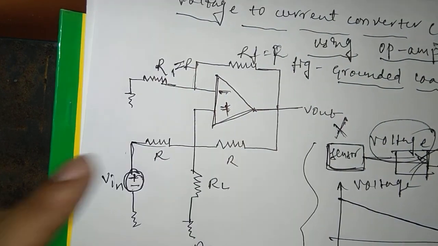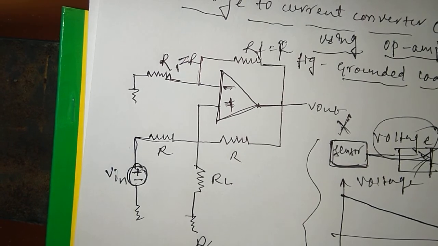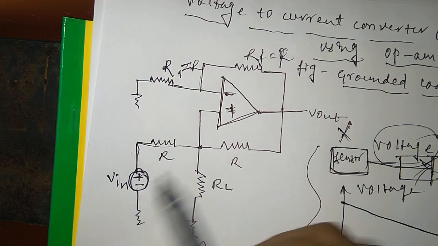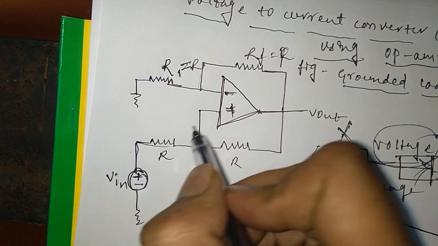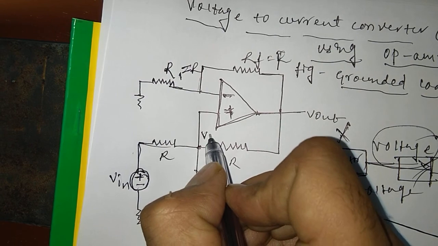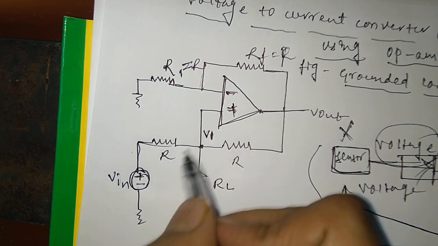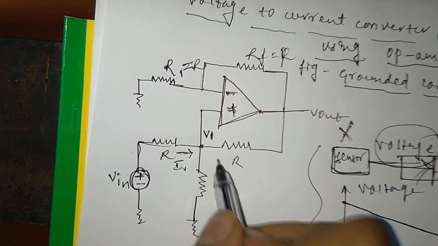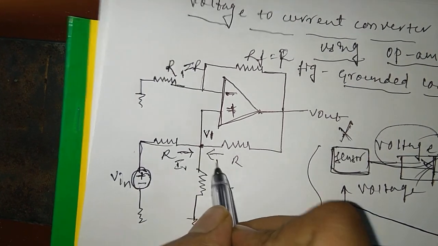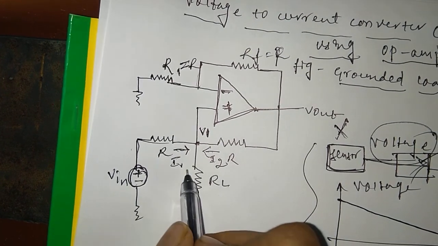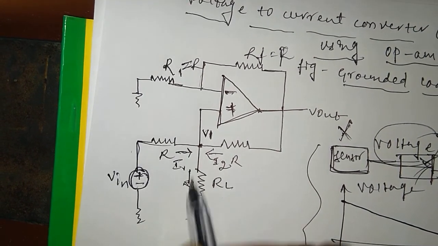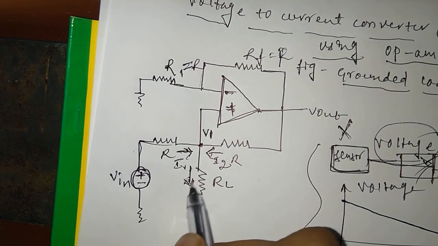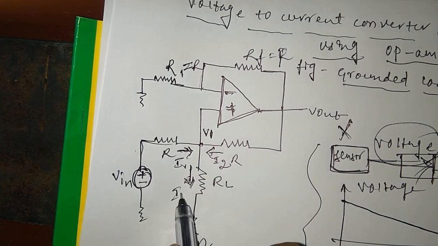Okay, now see, this is the point at which the positive terminal of the op-amp is connected. Let us say the voltage at this point is V1 and the current flowing into this point from this side is I1. Current flowing from this side is I2. These two are into this node, and this current is out of this node, that is IL.